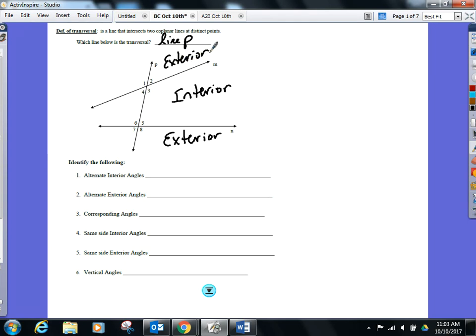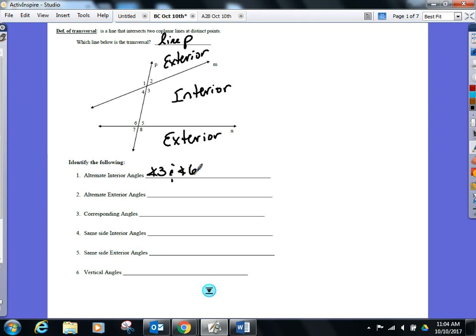All right, let's take a look at the first pair. Alternate interior. So you know that's got to be located inside, so we're just focused on 3, 4, 5, and 6. The alternate part tells me opposite sides of the transversal. So they're inside, on opposite sides of the transversal. Anybody want to take a stab at a pair of angles that I would consider alternate interior? Sean, start it. Angle 3 and angle 6, good deal. Angle 3 and angle 6 are what we consider alternate interior.